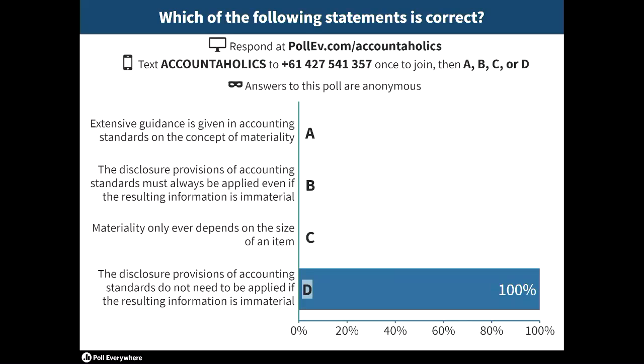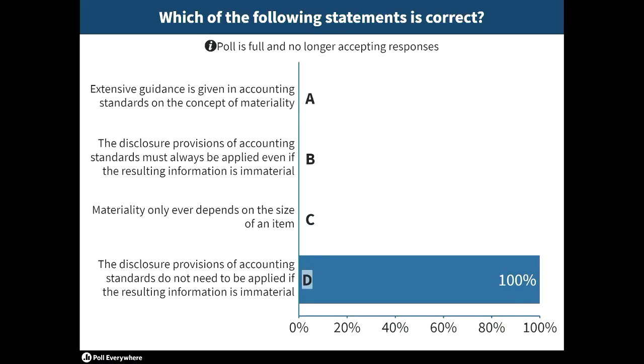Which of the following statements is correct? Extensive guidance is given on the concept of materiality? No, they don't. Disclosure provision of accounting standards must always be applied, even if the resulting information is immaterial? If it's immaterial, we don't care much. Materiality only ever depends on the size? No. Both size and nature matter. The disclosure provision of accounting standards do not need to be applied if resulting information is immaterial. Yes. So the answer should be D. All right.